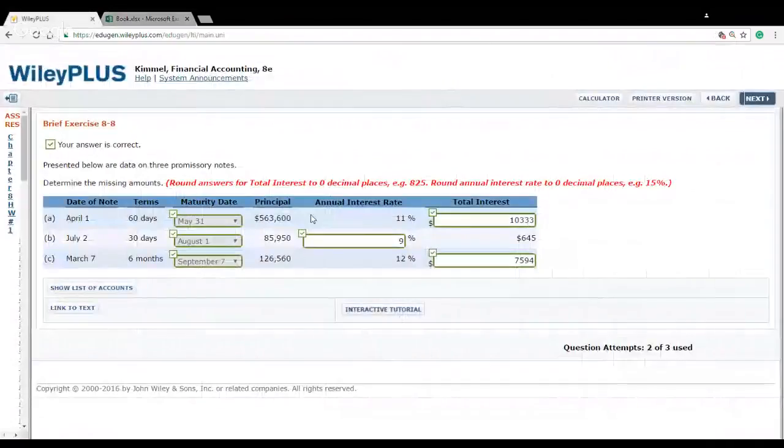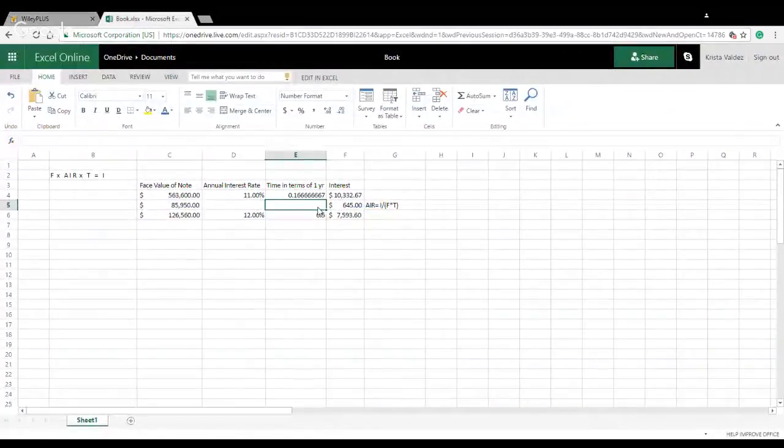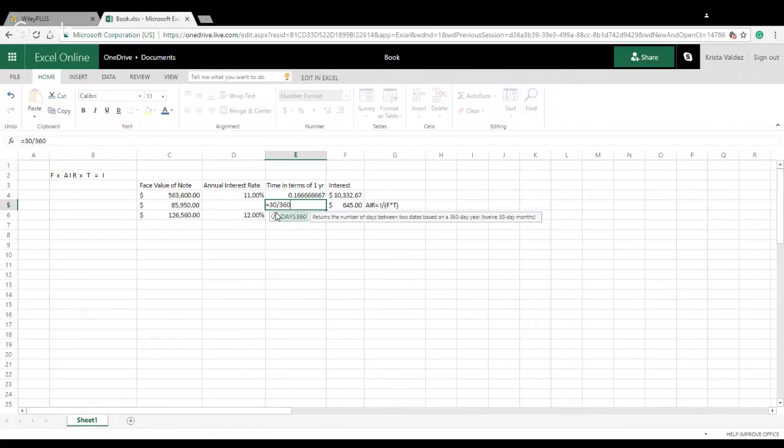The middle one, all you're going to have to do is change the formula. So let's go quickly here so we can figure it out. So we have 30 days. So we're going to take that 30 days, and again, we're going to divide it by 360 days, which equals this. Now, to change the formula around, all we're going to do is isolate the annual interest rate on one side, and since these two are being multiplied, we're going to divide the interest by the face value of note times the time in terms of 1 year.